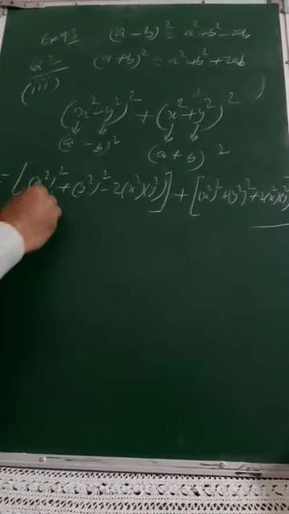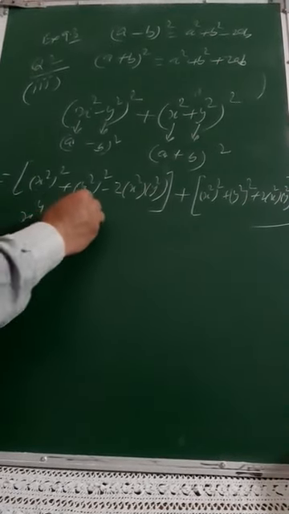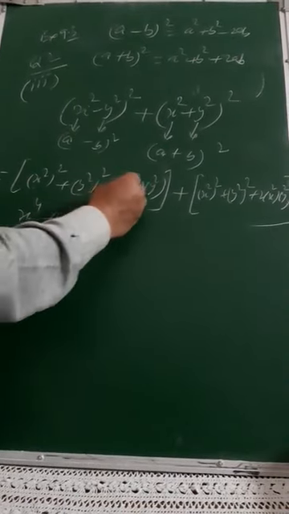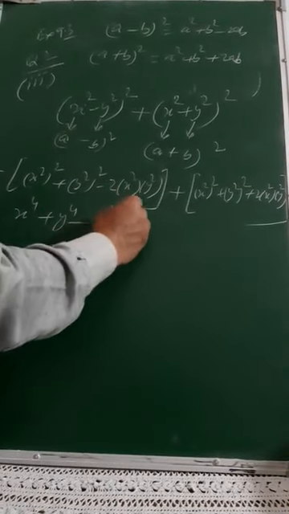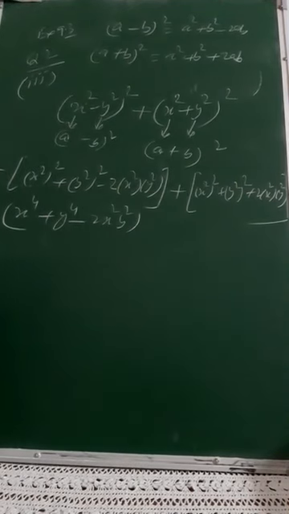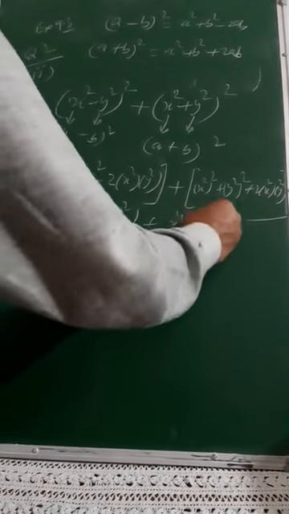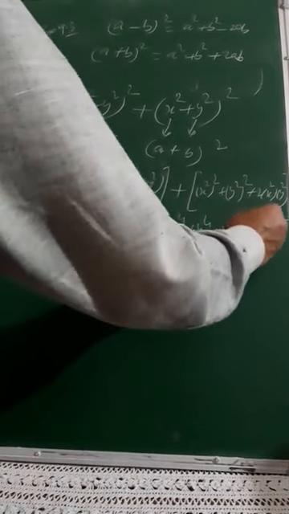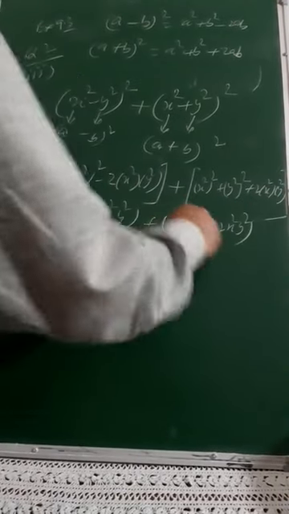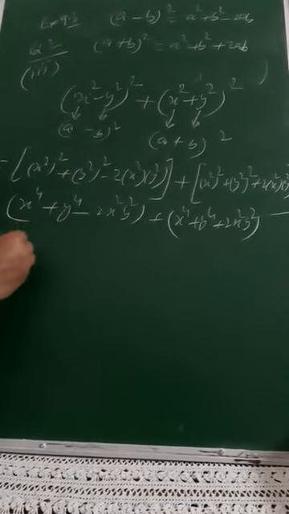(x square) whole square will make it x raised to the power 4. This one, y raised to the power 4 minus 2x square y square, and now you can use the small brackets. Plus here again it is x raised to the power 4 plus y raised to the power 4, but here it is 2x square y square. Now you solve these brackets also.